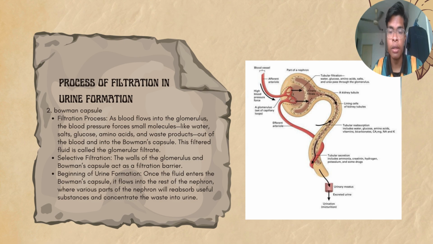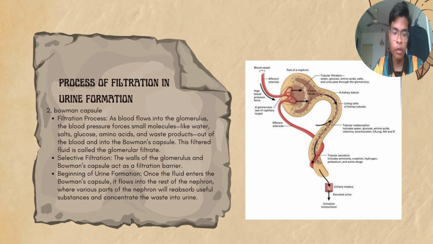Now, I would like to explain about the Bowman's capsule. The filtration process is: blood flows into the glomerulus. The blood pressure forces small molecules like water, salt, glucose, amino acids, and waste products out of the blood and into the Bowman's capsule. This filtered fluid is called the glomerular filtrate.